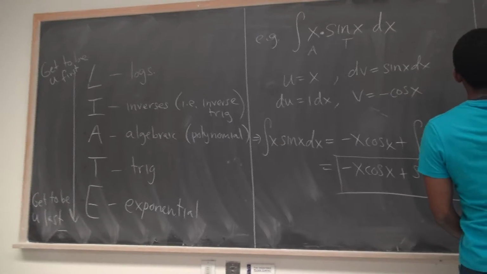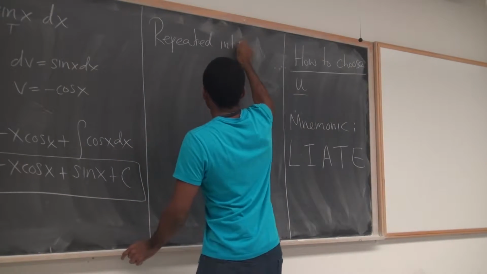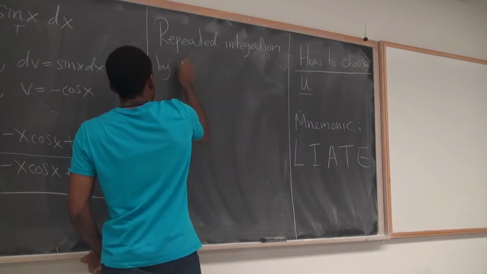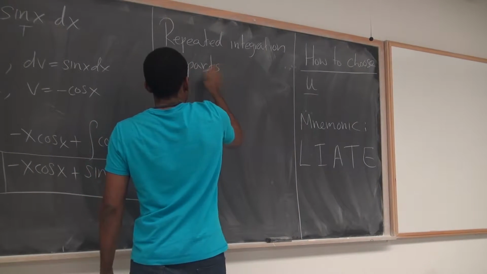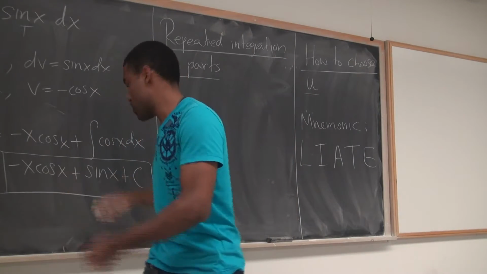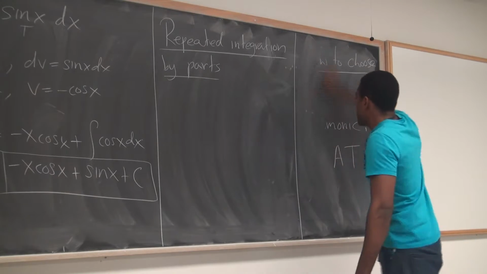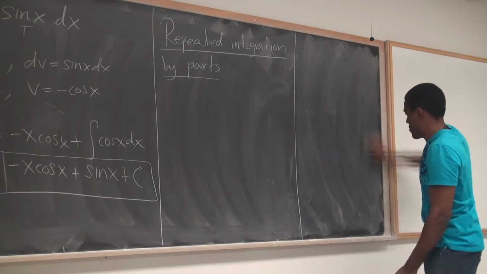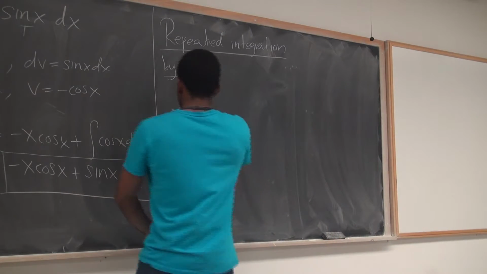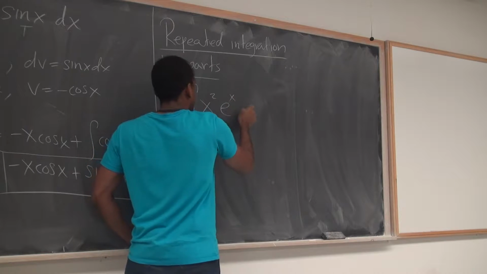Let's look at some repeated integration by parts. We're going to do a couple examples just so you see what this means, and I'll actually tell you another shortcut to deal with guys like these. Some of the shortcuts are a lot quicker. So let's say, for example, I don't want to integrate x e to the x. I want to do something like x squared e to the x.